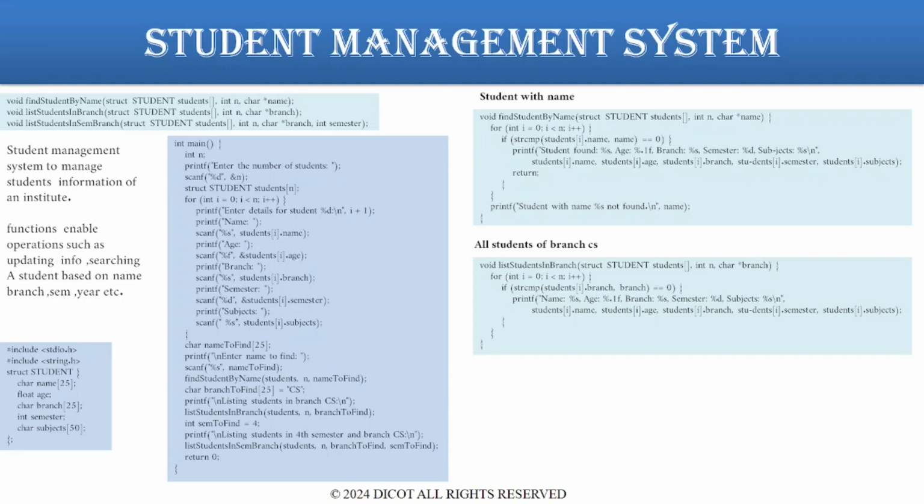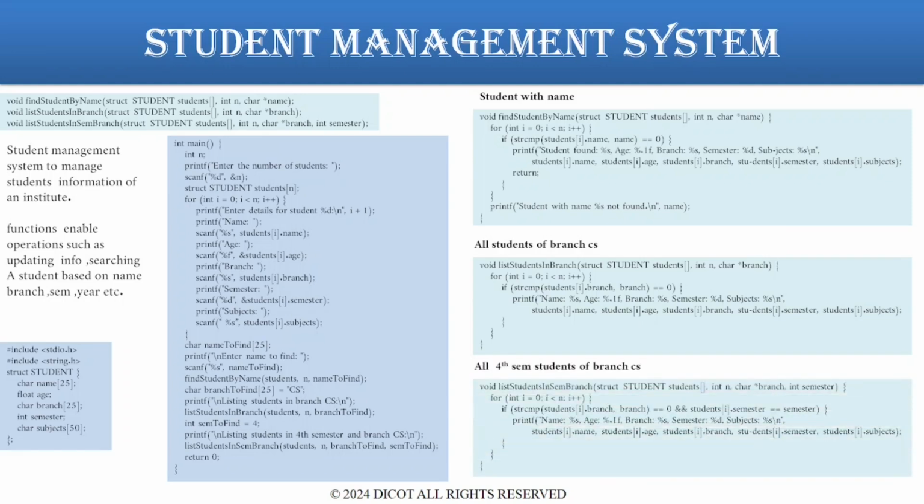The list students in semester branch is implemented the same way. If the branch and the student semester match, the branch is compared using a string compare function, whereas semester is an integer which can be compared using an equality operator directly. If the branch and the semester which we are searching match with those of the student, we'll display the details of that student and then return. So this is a simple implementation of a student management system.